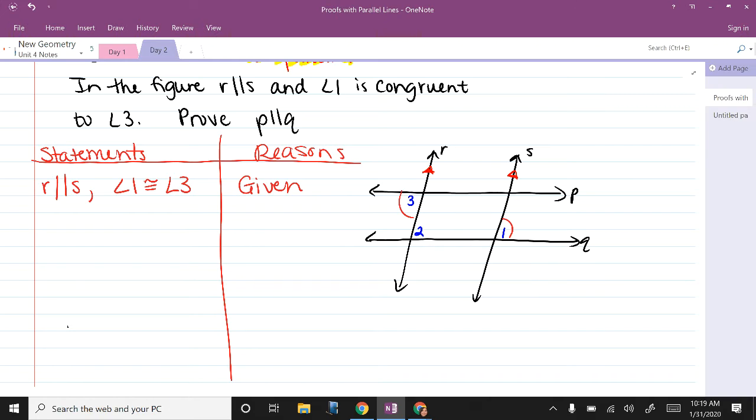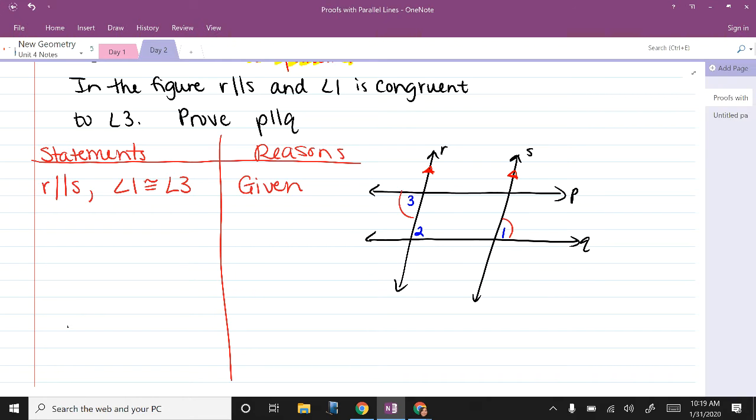So I know that eventually I'm going to have to use a converse theorem, because that's how you prove lines are parallel. Correct? So I'm going to have to finish it with a converse theorem. What I need to do is find a pair of angles that are congruent that would make a converse theorem to say that P and Q are parallel. All right? So, angle 1 is congruent to angle 3.